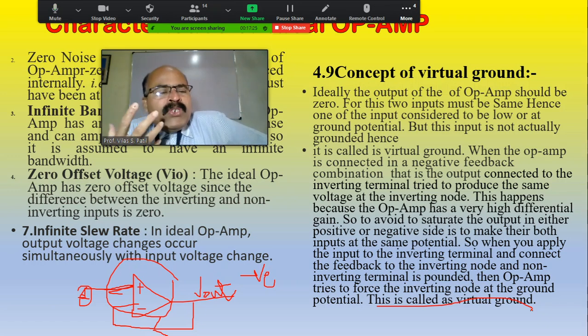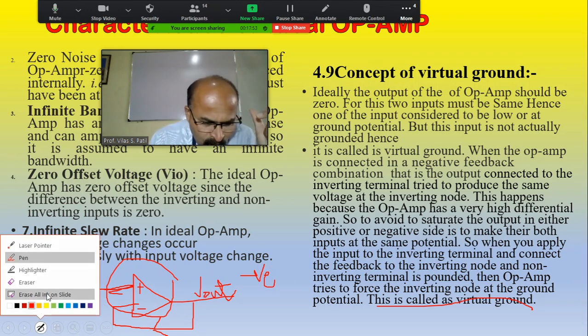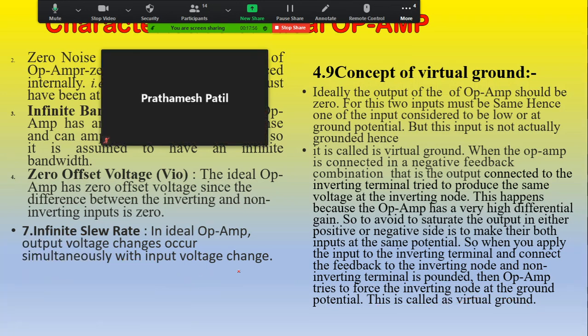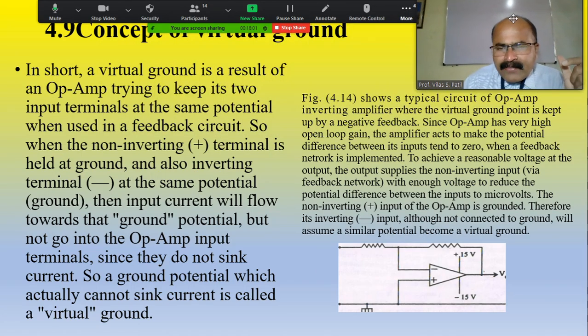The concept of virtual ground is that any point in the operational amplifier circuit which acts like the earth, which acts like the ground, is known as a virtual ground. This virtual ground concept is very, very important, and many times a short note will be asked on the virtual ground, friends, and we have to write the answer for that short note. Okay, go to the next slide.